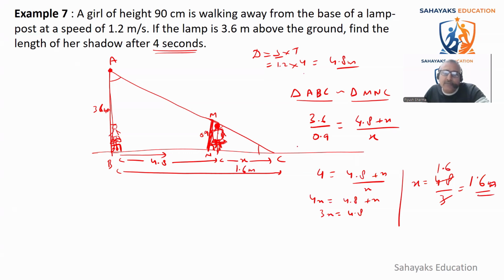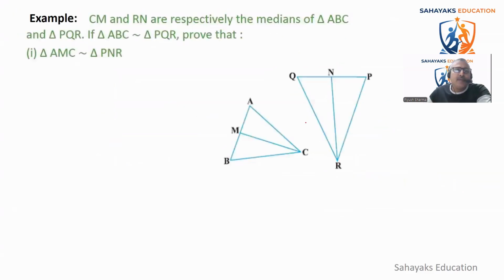Please, my drawing is bad, so please don't mind that. But I believe I clarified the question. Okay. So the shadow length is 1.6 meters. Okay. So coming to the next question.